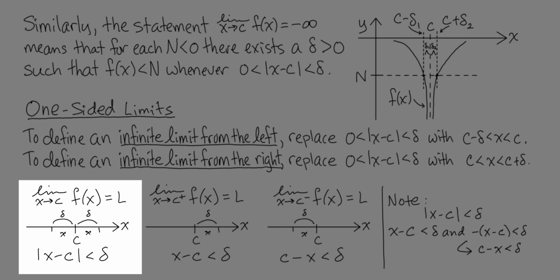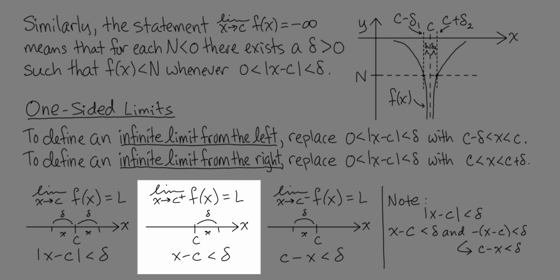When we have x approaching c, just in general, remember that includes the limit from the left and the limit from the right. So our values for x could be on either side of c. So we say the absolute value of x minus c is less than delta because it doesn't matter if we're saying c minus x or x minus c, we're measuring that distance as a positive value. But if we're considering the limit as x approaches c from the right, now we only want x values on the right side of c.